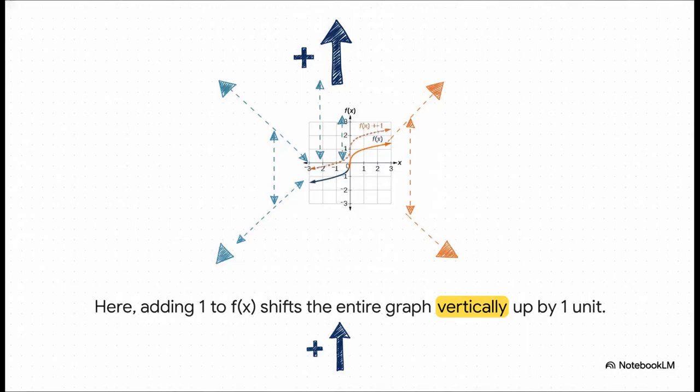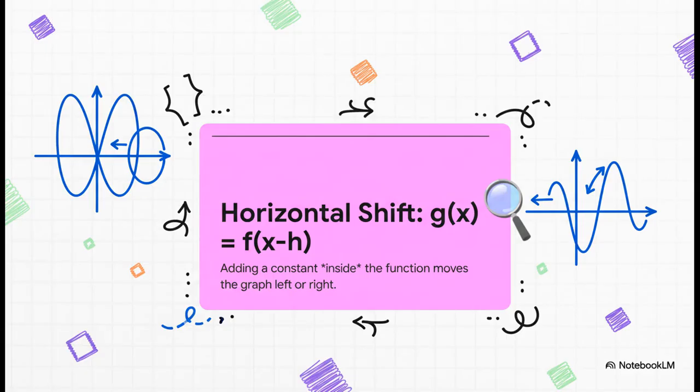And this visual shows it perfectly. See that original blue function? When we just add 1 to the whole thing, every single point on that blue curve just scoots up by 1 unit to create that new orange curve. Nice and intuitive. Okay, so now let's talk about horizontal shifts.